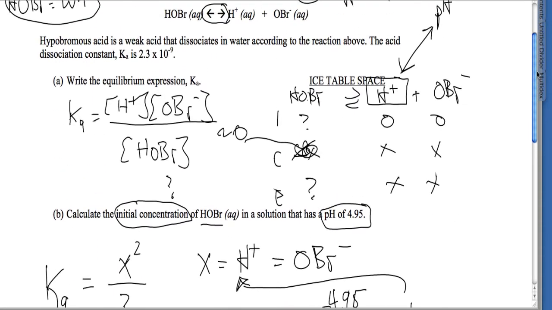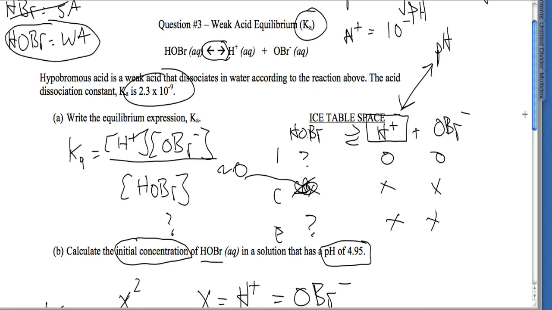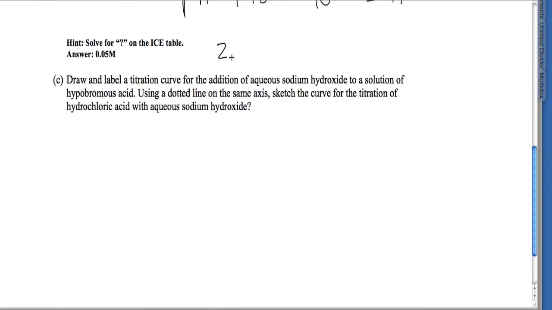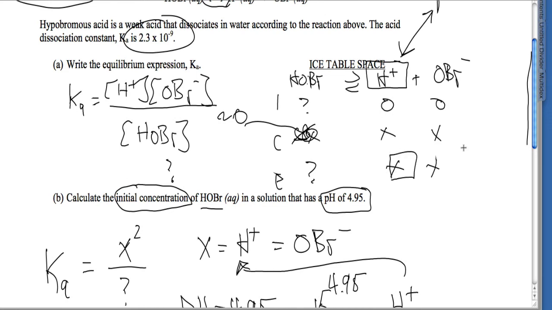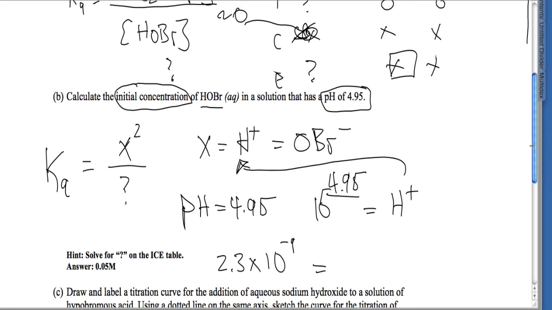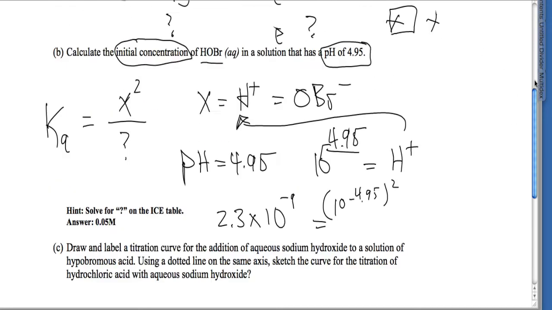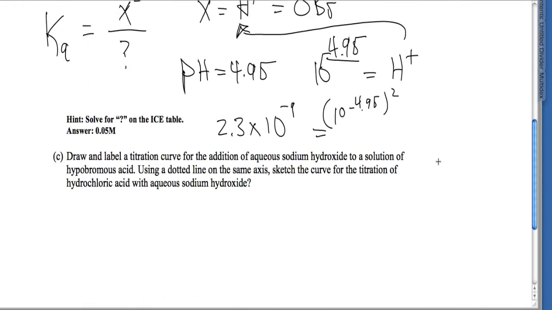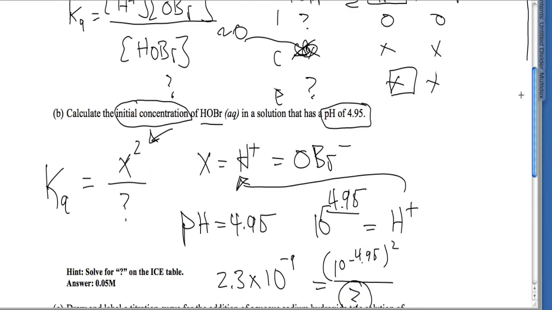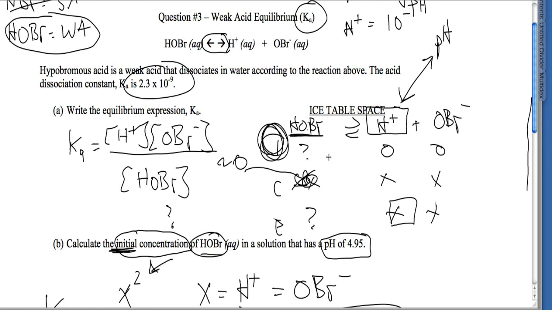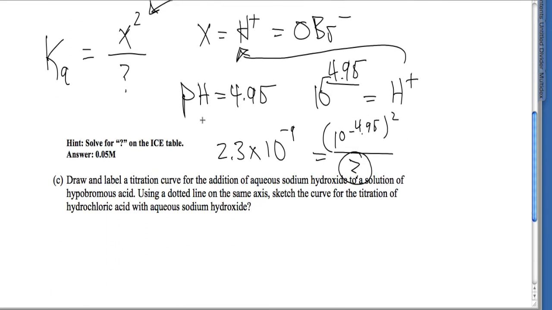We have Ka as well. So we know now that Ka is 2.3 times 10 to the minus 9th. So 2.3 times 10 to the minus 9th is equal to X, which is the H plus we got by raising 10 to the minus 4.95. We're actually going to square that because of that square right there, over question mark. We're solving for the question mark because they asked for the initial concentration of HOBr. There's initial, and there's HOBr, so the only thing we could be solving for is the question mark. We rearrange this equation, and we get 0.05 molar as the answer.